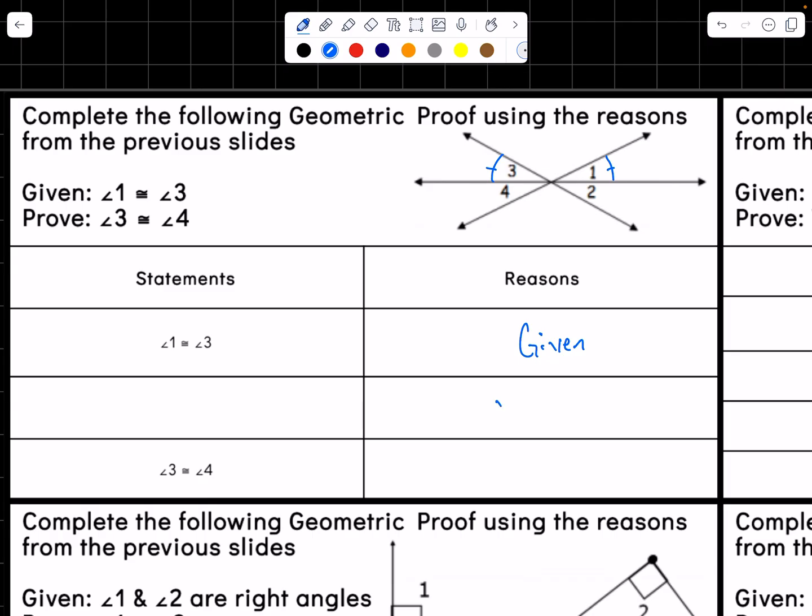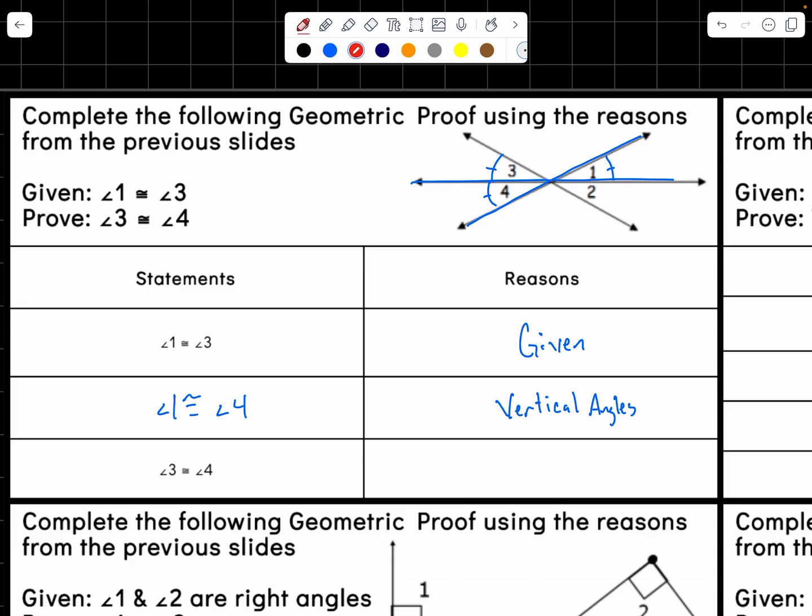So vertical angles tells me that angle 1 is also congruent to angle 4. Okay, so angle 1 is congruent, not equal to, congruent to angle 4 by vertical angles.